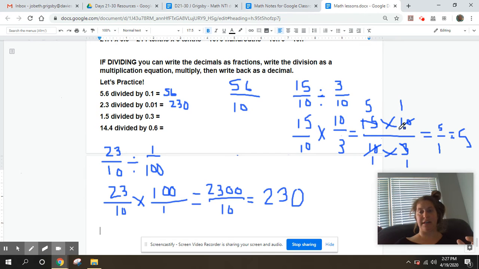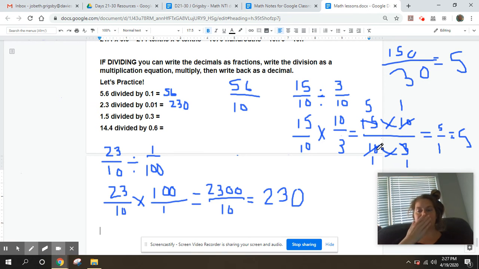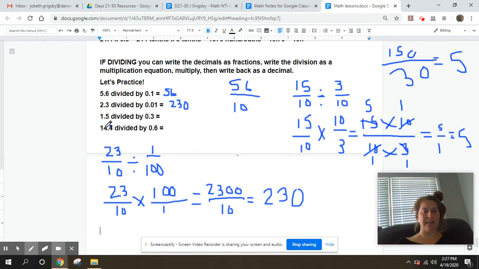And the other cool part about that is, guys, if you didn't do any of this right here, and you did 15 times 10, which is 150, and you did 10 times 3, which is 30, if I write in a division box, 150 divided by 30, it equals 5. So you end up getting the same answer. It just helps alleviate long division and things like that. So just a future note to self. All right, let's do our last one.